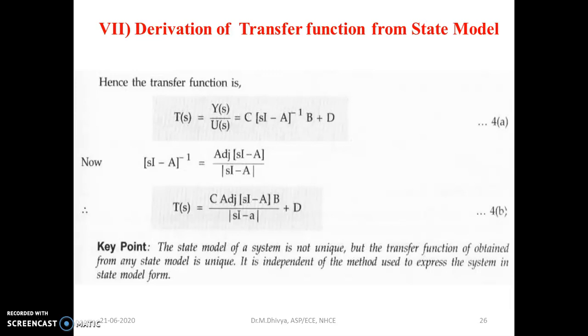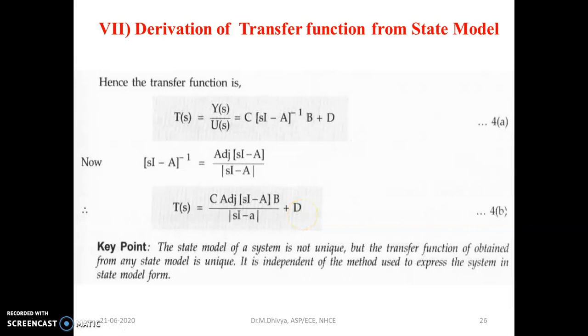(sI minus A) the whole inverse is given by adjoint of (sI minus A) divided by determinant of (sI minus A). Now, the transfer function is rewritten as C into adjoint of (sI minus A) into B divided by determinant of (sI minus A), plus D.